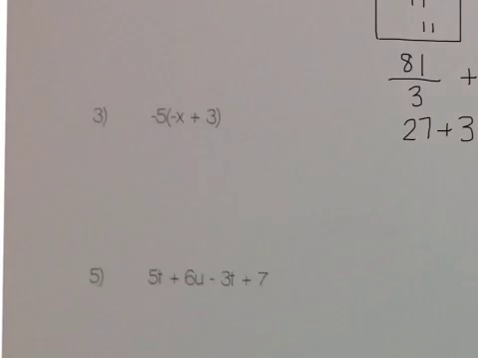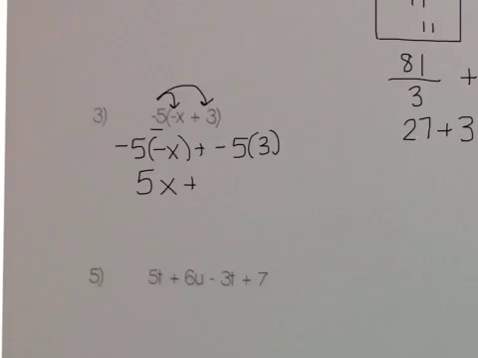Moving on to number 3. When there's a number outside of the parentheses, we have to distribute that number to both terms on the inside. So we're doing negative 5 times negative x plus negative 5 times positive 3. A negative and a negative gives us a positive 5x plus a negative 5 times 3 is a negative 15. I'd also accept 5x minus 15 for an answer. They're the same thing.